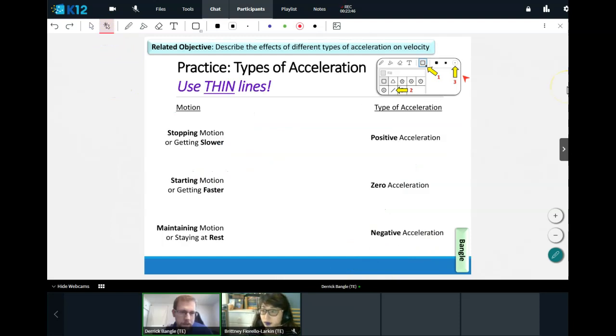Let's learn about acceleration. So doing some more matching again, please open up your whiteboard tools, get out those thin lines, and we're going to match up the type of motion with the type of acceleration. So we have our first one, which is stopping motion or getting slower, starting motion or getting faster, or maintaining motion or staying at rest.